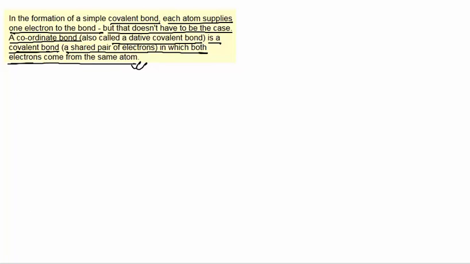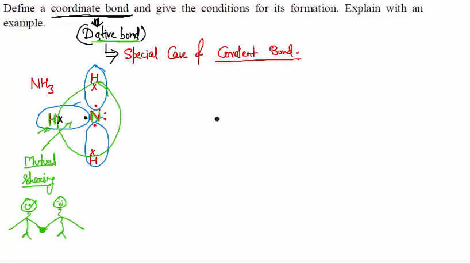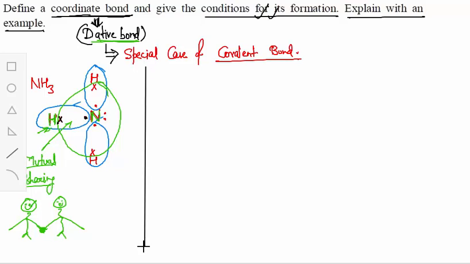What does it mean? I'm just giving you one example, and from that example we can conclude the condition for its formation. First I'm explaining it with an example, and then we will see the conditions. So suppose let's take the example of NH4 positive. This is how it forms, basically.